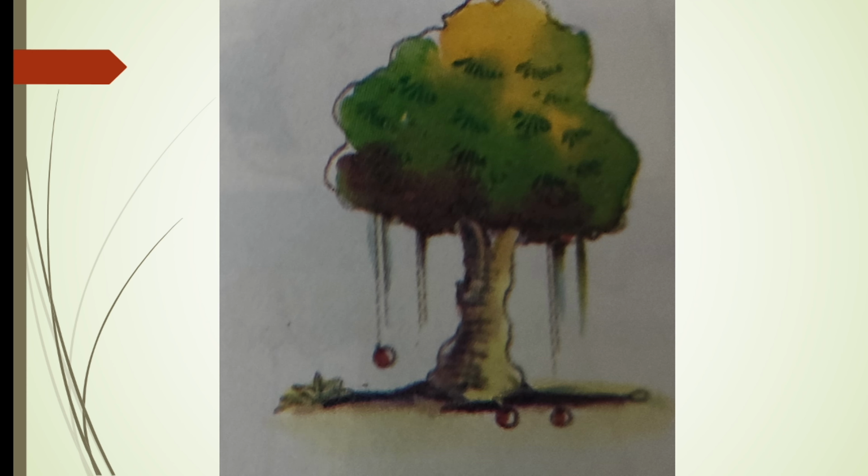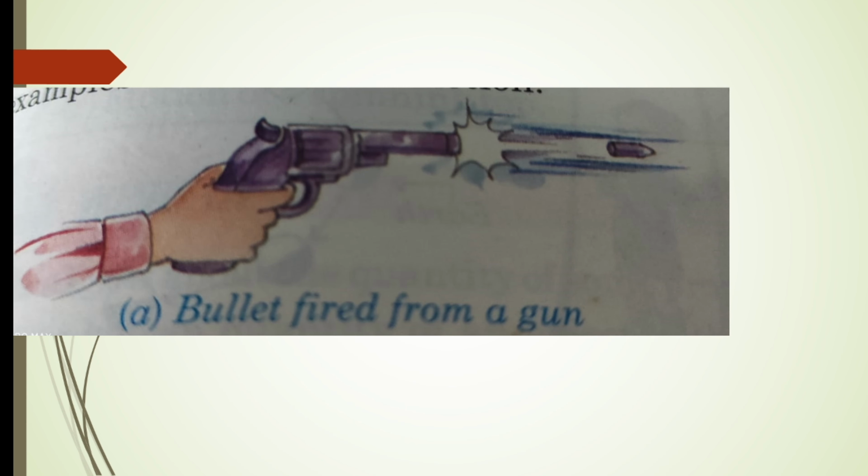See here in this example, rectilinear motion, apple falling on the ground from the tree. So the apple falls straight on the ground. So this is called rectilinear motion. Now look at this, a bullet fired from a gun. The bullet will be just moving in a straight line. This is an example of motion in a rectilinear path.